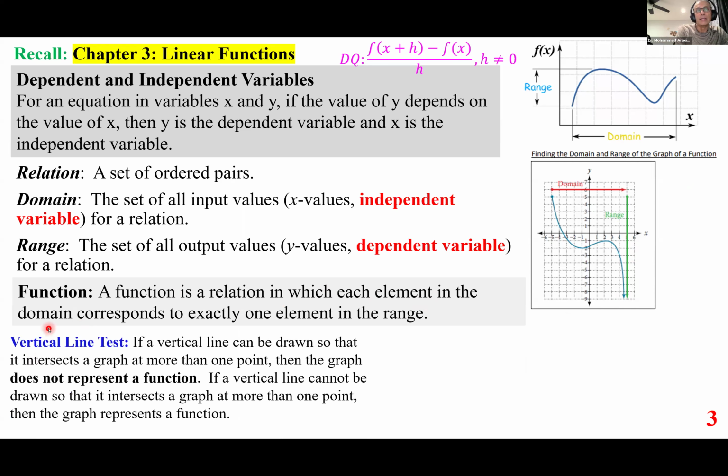So it has to pass a vertical line test, meaning what is a VLT or vertical line test? If a vertical line can be drawn so that it intersects a graph at more than one point, then the graph doesn't represent a function. If a vertical line cannot be drawn so that it intersects a graph at more than one point, then the graph represents a function.